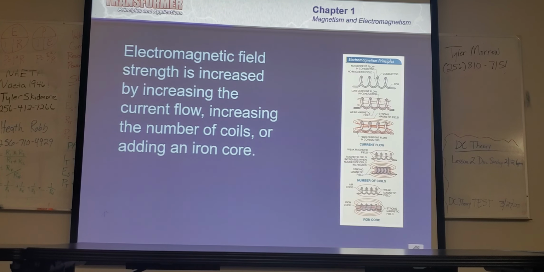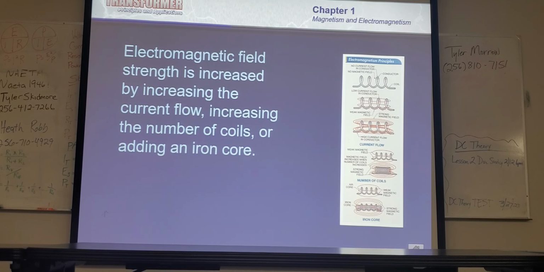The electromagnetic field around a straight conductor is relatively weak and must be concentrated for use in a transformer. An electromagnetic field is concentrated by increasing the amount of current flowing through the conductor, wrapping the conductor into a coil, or wrapping the conductor around an iron core.